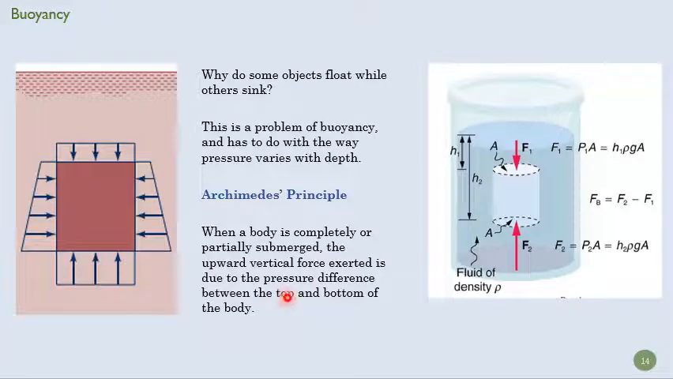And Archimedes' principle is just a statement of what we've just seen. When a body is completely or partially submerged, the upward vertical force exerted is due to the pressure difference between the top surface and the bottom surface. And here's another picture of that if we want a 3D version. And here we start to quantify: hey, look, we know what the pressure is here. We can find the force by multiplying it by the area. And then we can find the force down here, and we can start to figure out what the buoyancy force is. So let's do that.